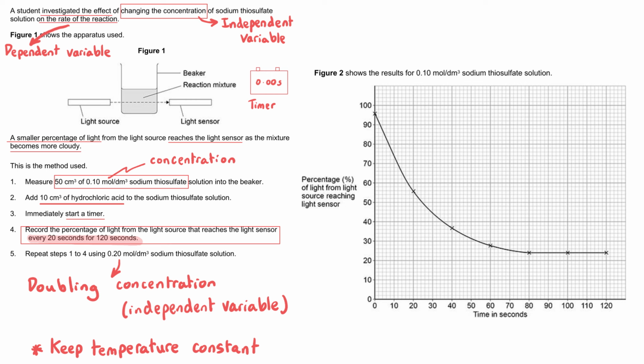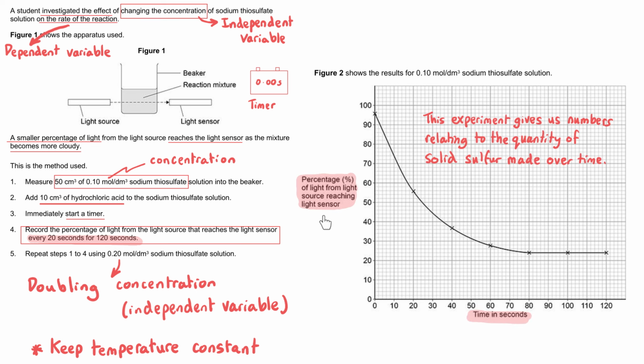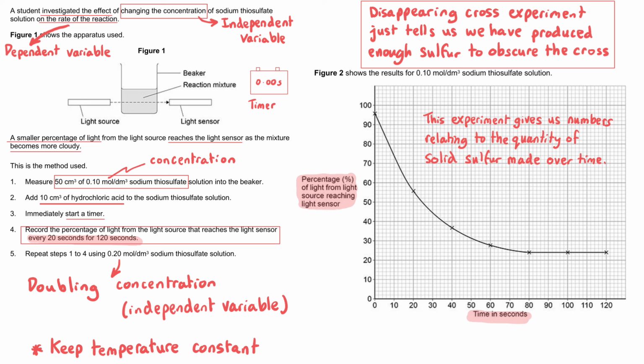The difference this time is as time passes, the percentage of light reaching the sensor decreases. But it doesn't decrease at a constant rate. It decreases steeply at first, and then it decreases a little bit less, and a little bit less, and then it levels out. It stops decreasing, and we can assume that the reaction is over.